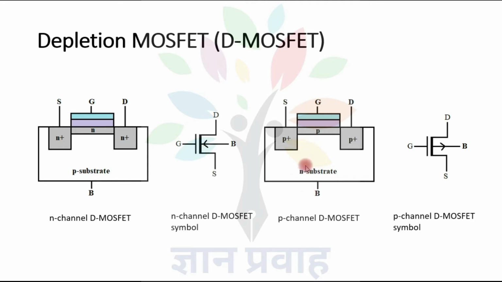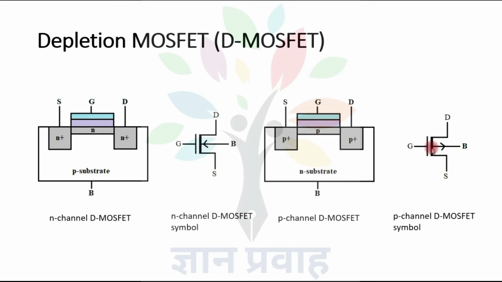Similarly here, a P-channel MOSFET is given. Initially, P-type material is implanted here, and the source and drain terminals are connected with highly doped P-type materials. The gate is connected with a metal layer, then an SiO2 layer or oxide layer: metal oxide semiconductor. And the logical symbol for the P-channel D MOSFET is given here.